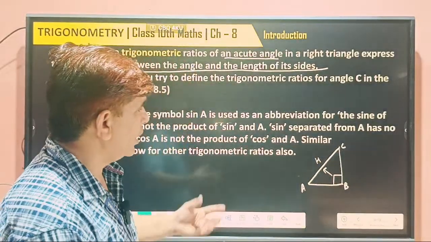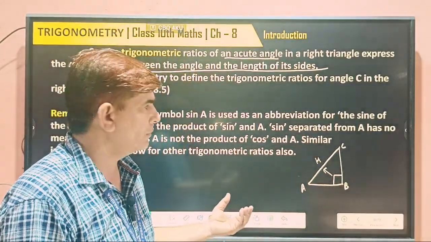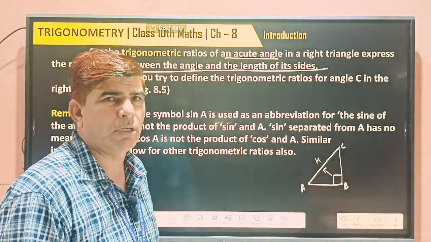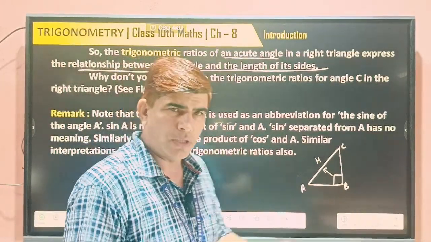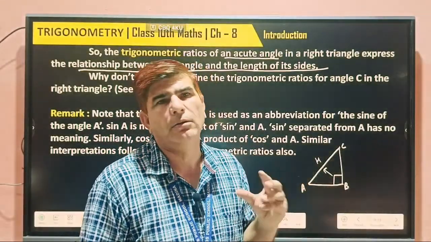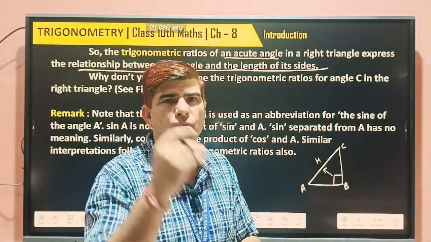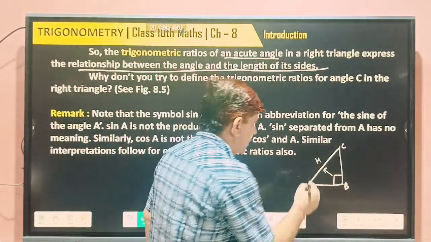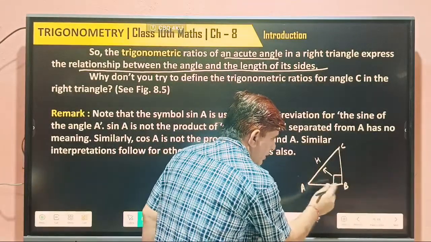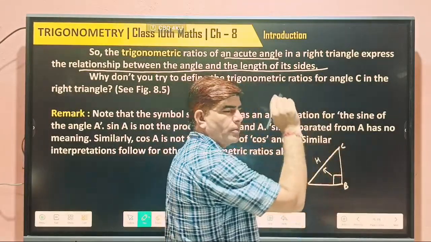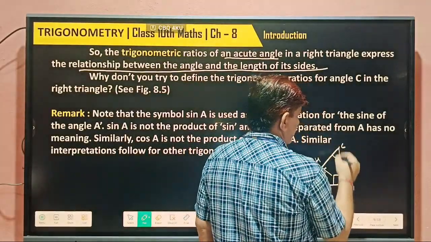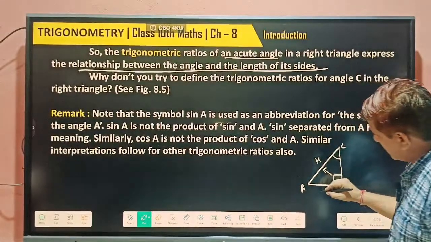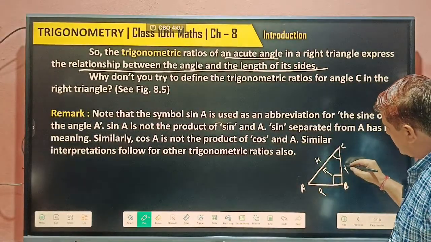So which one is the base? If this type of situation is given, are we able to find out the base? No, we don't know. First, we have to define which angle we are talking about, which acute angle. If we are talking about this angle, this is the base and opposite to it is the perpendicular. And if we are talking about this angle, opposite to this is the perpendicular and this is the base.